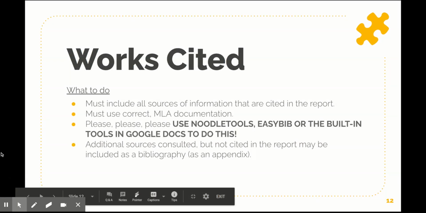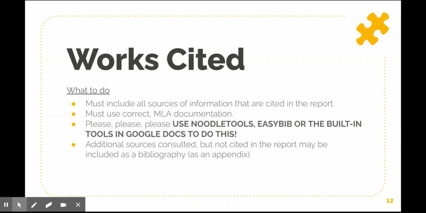In addition to the 4 sections of your report, you'll need a works cited page to document the sources that are cited in your report. This should include all sources of information that are cited or referenced in the report itself. You should use correct MLA documentation. Please, please, please use Noodle Tools, EasyBib, or the built-in tools in Google Docs in order to format your works cited page.